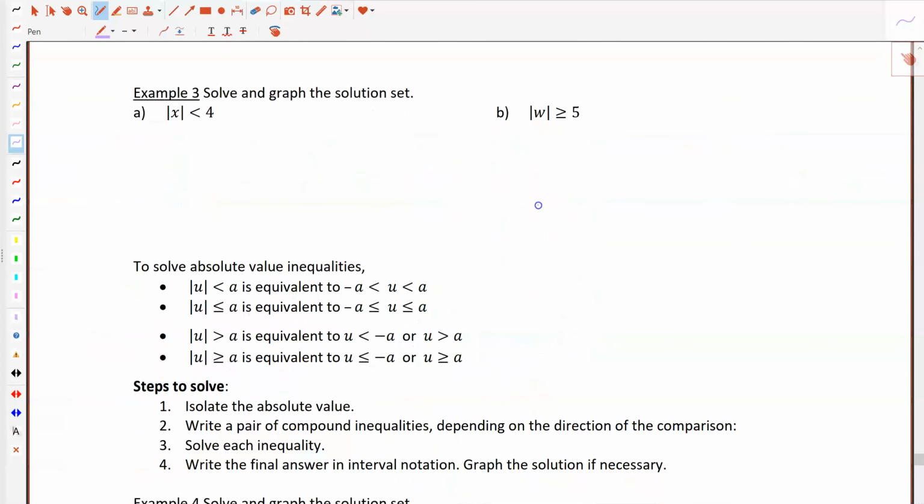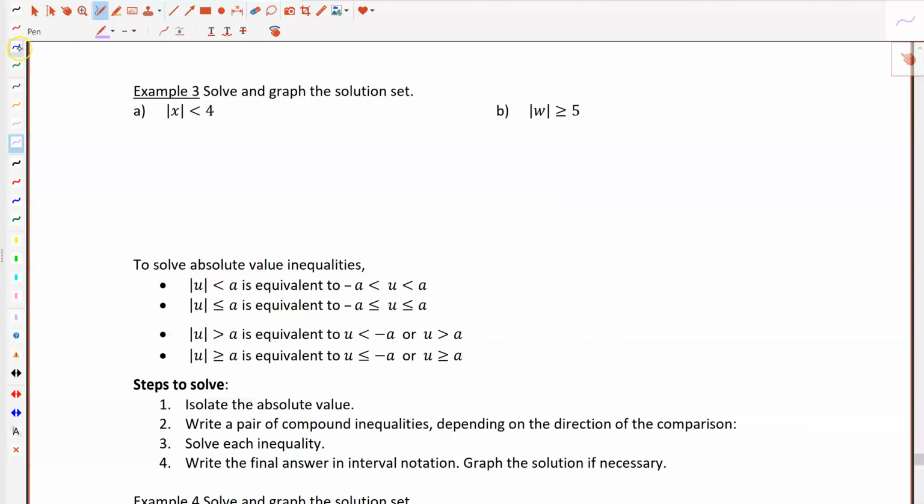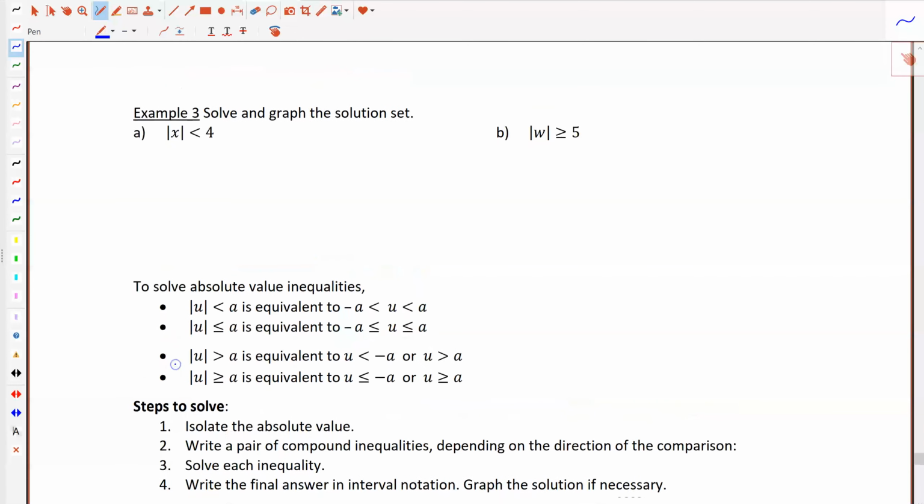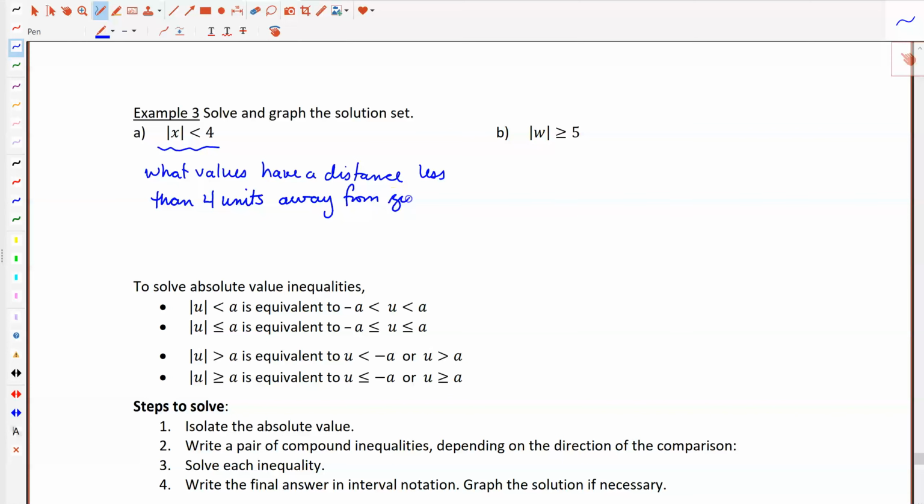So those are going to be your equations. Now let's talk about how things change when we go to our inequalities. All right, so for the first example, the absolute value inequalities, we'll have the absolute value of x is less than 4. So this is asking me, if I kind of look at structurally what's happening here, because absolute value is a distance, this is asking me what values have a distance less than 4 units away from 0.